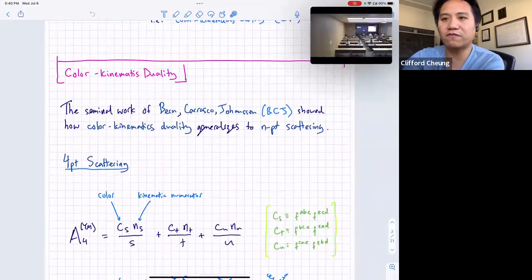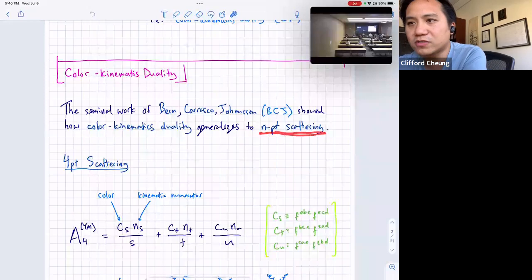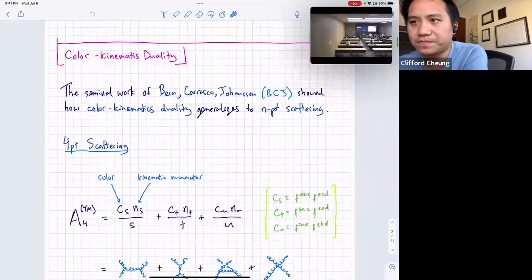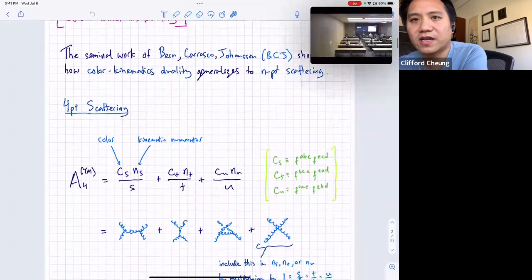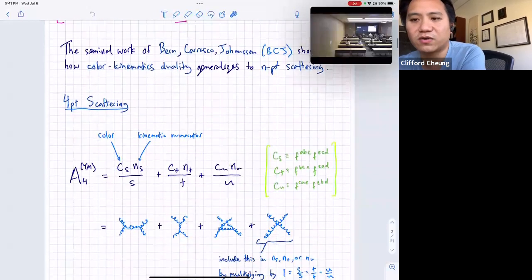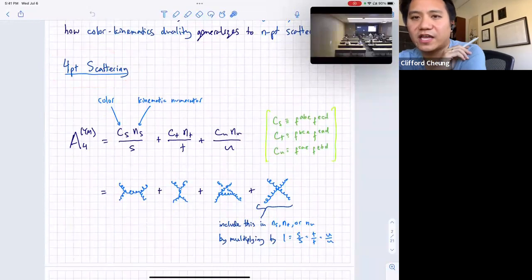Now if this was all just at 3-point, this would be very much uninteresting. But in the seminal work of Bern, Carrasco, and Johansson, BCJ, they showed that this generalizes to n-particle scattering. For the moment, let me focus on tree level. Actually, for this whole talk, I'll focus on tree level, except the very end. And in fact, let me consider Yang-Mills theory. So let's just deconstruct precisely what the statement is. Let's take 4-point scattering in gauge theory, in Yang-Mills.